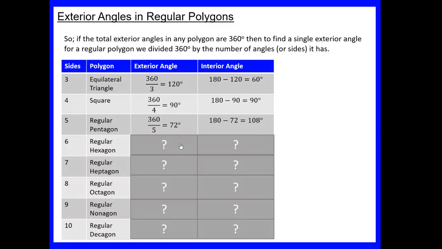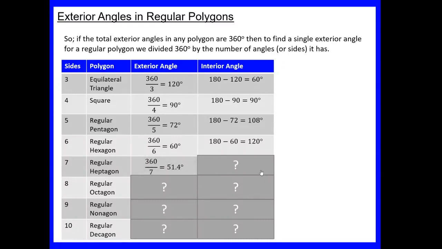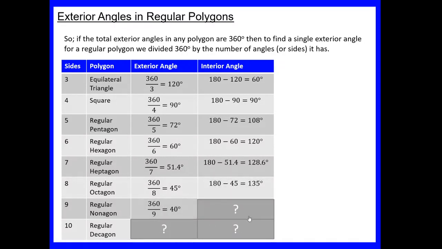So hopefully you get the idea. We are simply dividing by the number of sides to give us one exterior angle. And once we know one exterior angle, we can use our angle on a straight line rule to find the interior angle. So again, the heptagon is slightly odd. We have a decimal number here. So again, I've rounded to one decimal place. All of the others though give us a nice whole number.